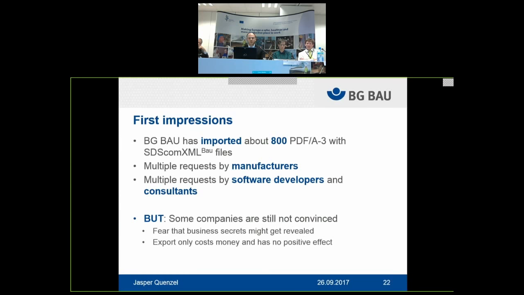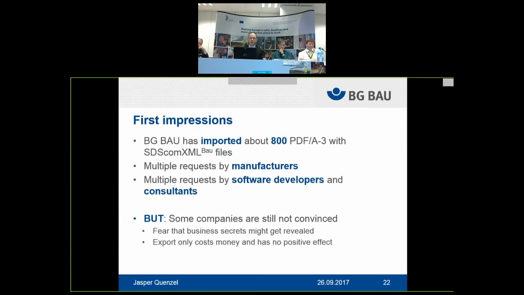Some companies are not convinced and will not be convinced because they fear there might be business secrets revealed in the XML file, and this is a fear we cannot really address because you either have to believe there's only the information of the safety data sheet, and if you don't believe it, how can we take this fear away? We can show them the data, but we already did, and they still say they don't believe us, so what can we do?